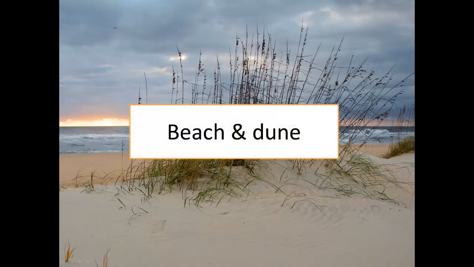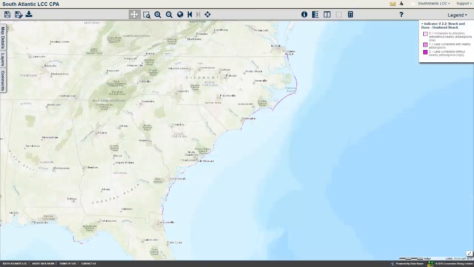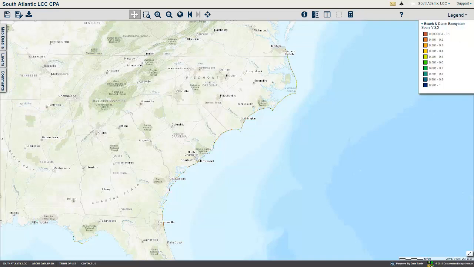Almost done. Beach and dune. Unaltered beach is an index of impacts from hardened structures like jetties, groins, and human infrastructure. Beach birds is a continuous index of habitat suitability for 4 shorebird species. Next, of course, are the freshwater aquatic, landscapes, and waterscapes indicators. And here's our ecosystem score for beach and dune.